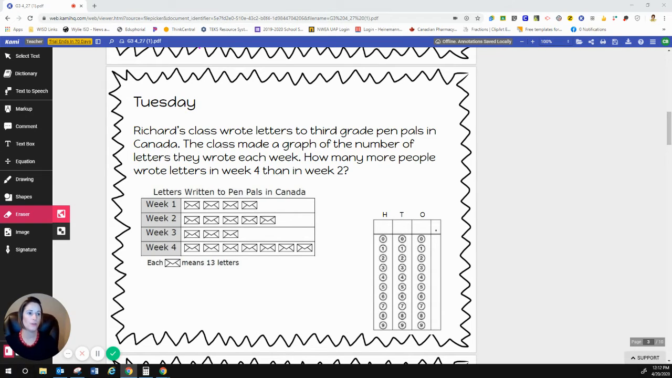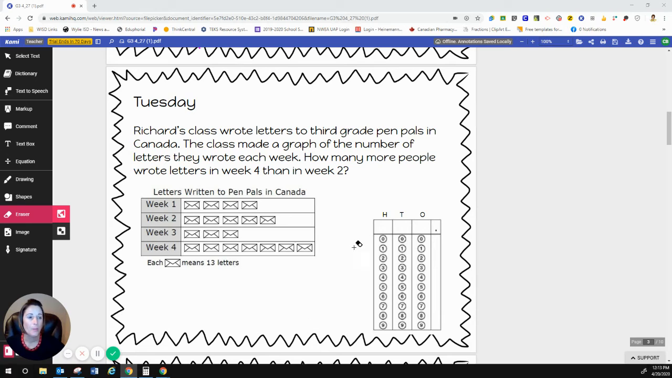Richard's class wrote letters to third grade pen pals in Canada. A pen pal is just somebody you can write emails or letters to, and they typically don't live near you, and you may not meet them in person, just kind of like a friend from far away. So the class wrote them letters. They made a graph of the number of letters they wrote each week. How many more people wrote letters in week 4 than in week 2?